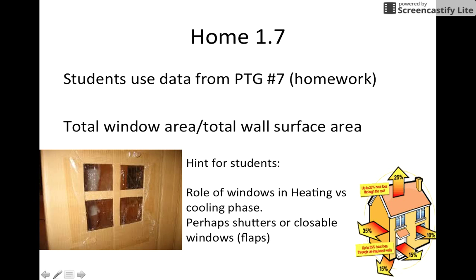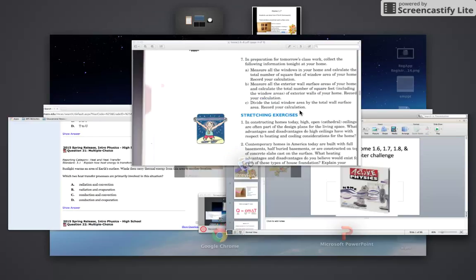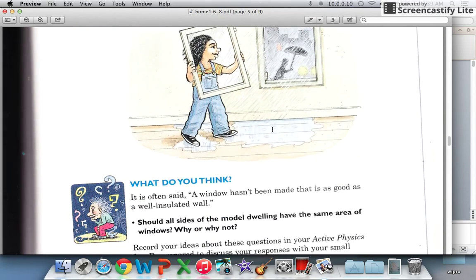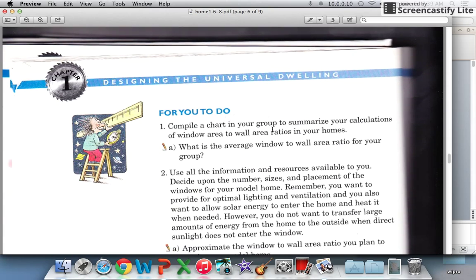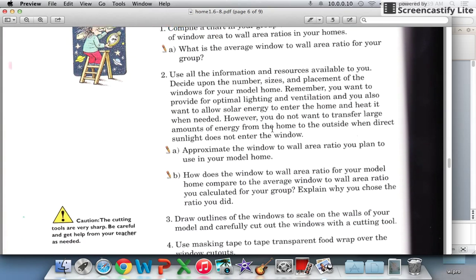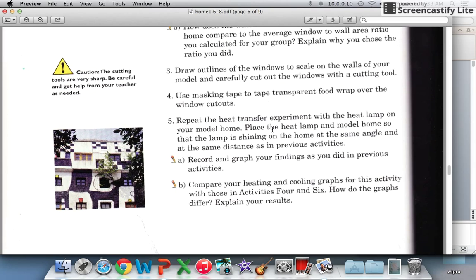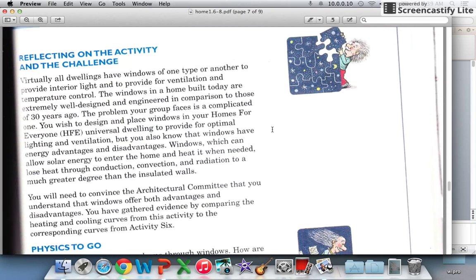So how could they prevent that? So a little extra design scenario for them to think about for this activity of 1.7. Again, if the ratio is difficult for them to understand and apply to their design, just have them go ahead and add some windows and do the experiment, collect the data.